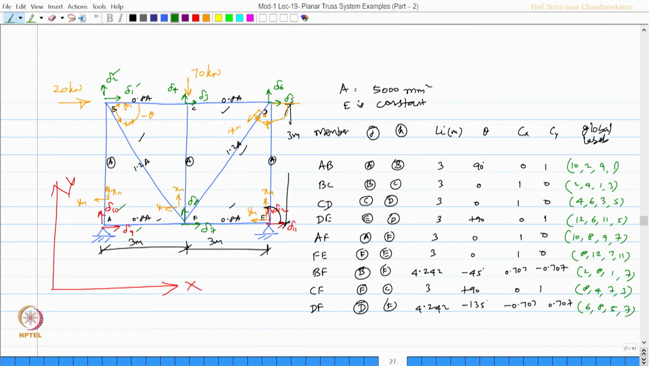Having done this, let us try to find out the transformation coefficients, that is, the stiffness coefficients.